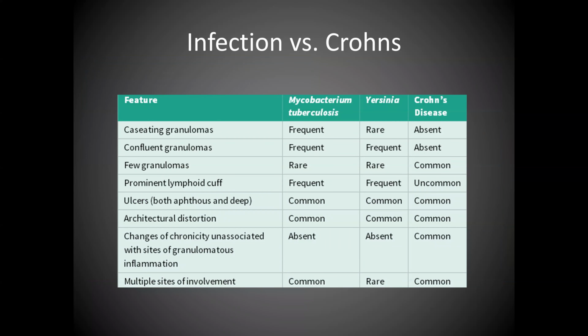So thinking about the differential between Crohn's disease and one of these inflammatory granulomatous diseases, caseation or confluence of the granulomas, these are the features that you don't see in Crohn's disease, whereas here you're going to see lots of granulomas. A lymphoid cuff, fairly commonly present, not usually seen in Crohn's disease. Ulcerations, not helpful. Architectural distortion, not helpful. And multiple sites involved, not particularly helpful. Less frequent with Yersinia. Again, tends to be ileocecal area most frequently involved.